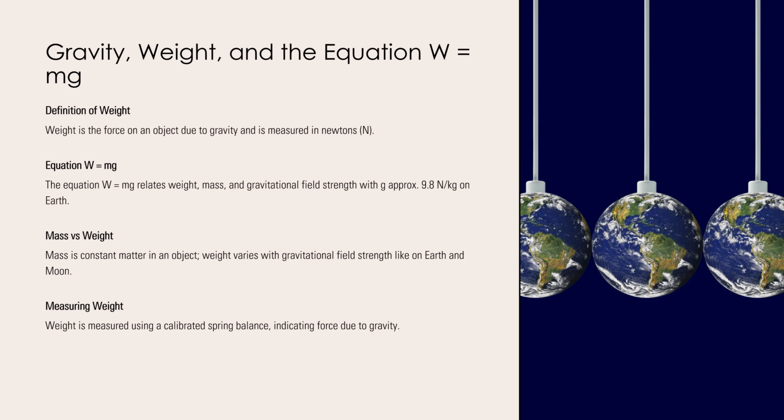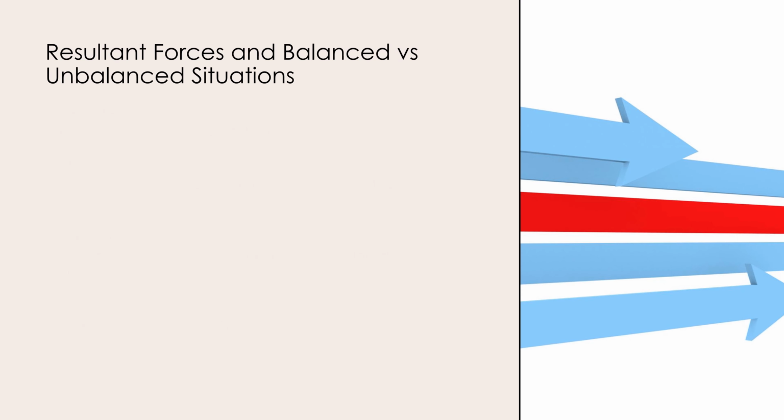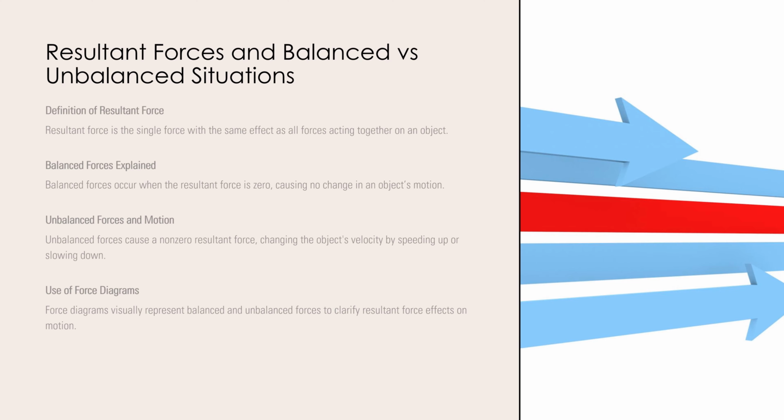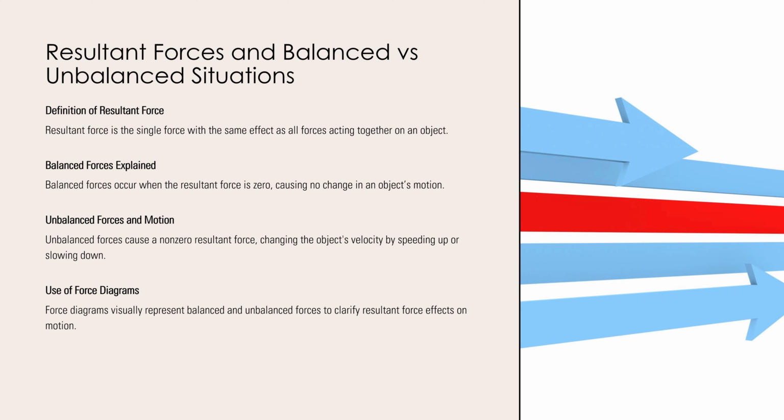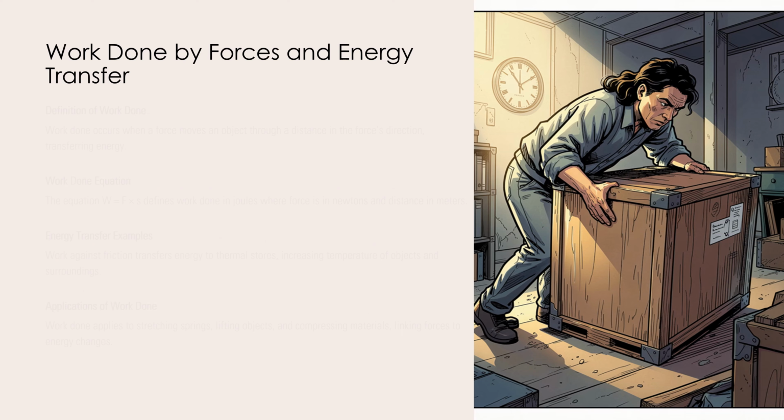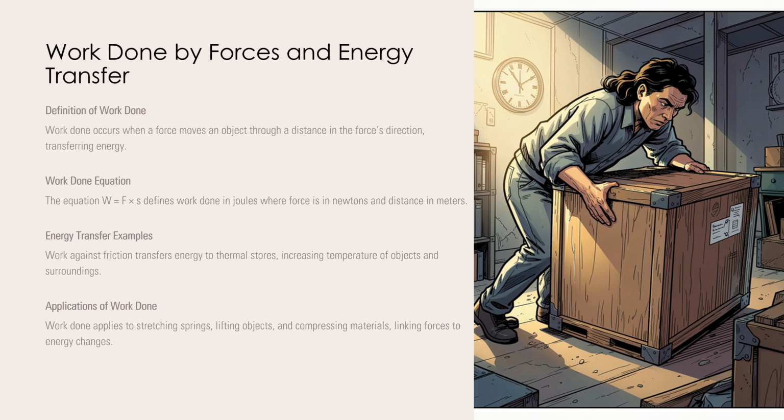Weight is calculated by multiplying mass by gravitational field strength. A resultant force is a single force that has the same effect as all the forces acting on an object combined. If forces are unbalanced, the object will accelerate. Work is done when a force moves an object. This transfers energy. It's measured in joules and calculated using the formula, work equals force times distance.